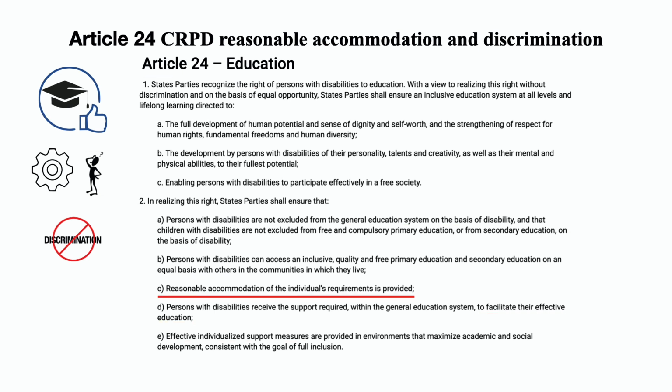Article 24.2c states that states parties must ensure that reasonable accommodation of the individual's requirements is provided. The onus is on states parties to ensure that the education provided is an inclusive setting. Tools deemed necessary to assist in accessing that right include the provision of reasonable accommodation.